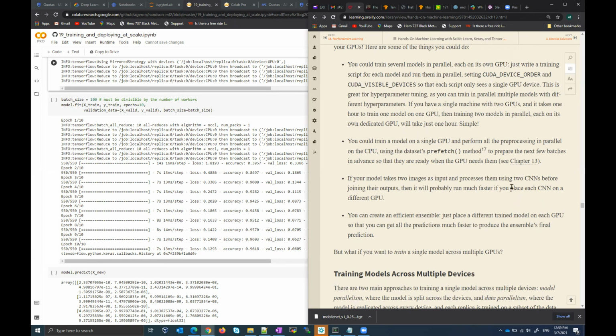And then, for example, he's talking about two CNNs that are going to be joining the output, so they can run in parallel on different GPUs to optimize the execution time.